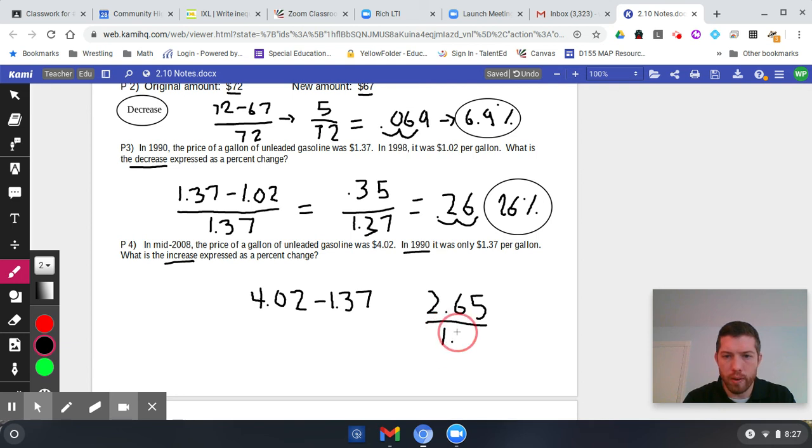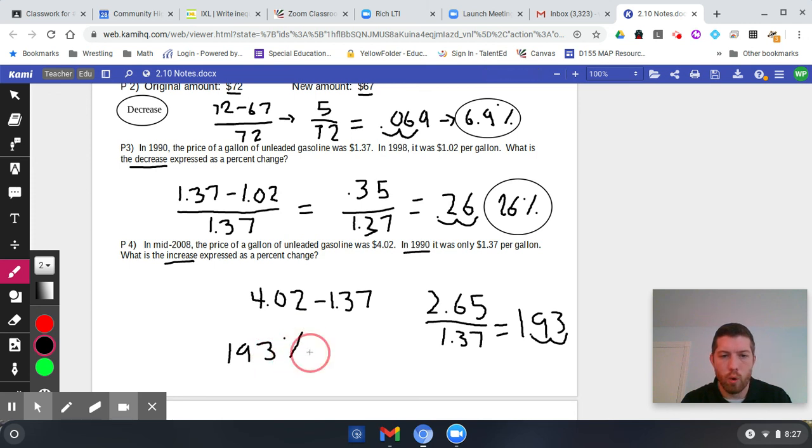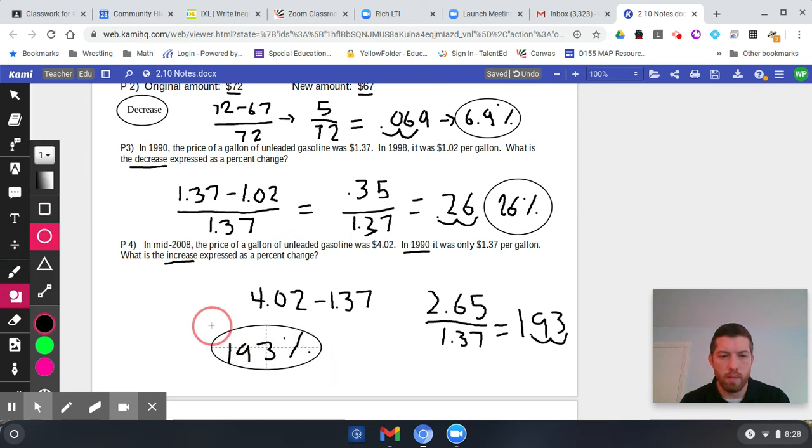So we're going to divide that by 137. And we already noticed, well, that top number is bigger than the bottom number. Okay, so this is going to be a big percent. So we're going to take that number and we're going to divide it by $1.37, which gives us 193. All right, so we still need to move that decimal twice. 1, 2, and what that ends up giving us is 193% increase. So that's a huge increase. That oil company just made almost 200% profit in a few years. Talk about bang for your buck.